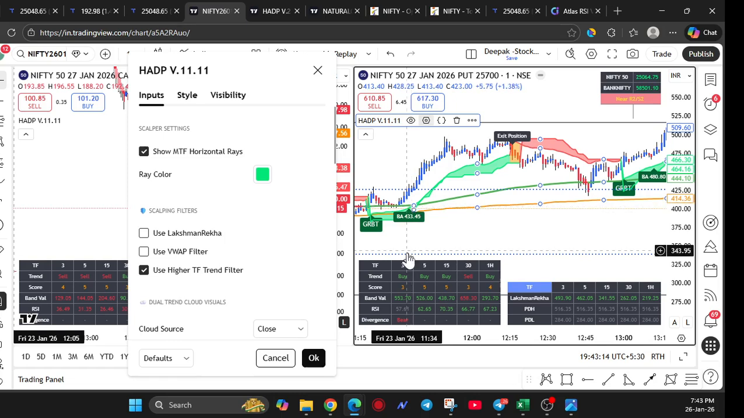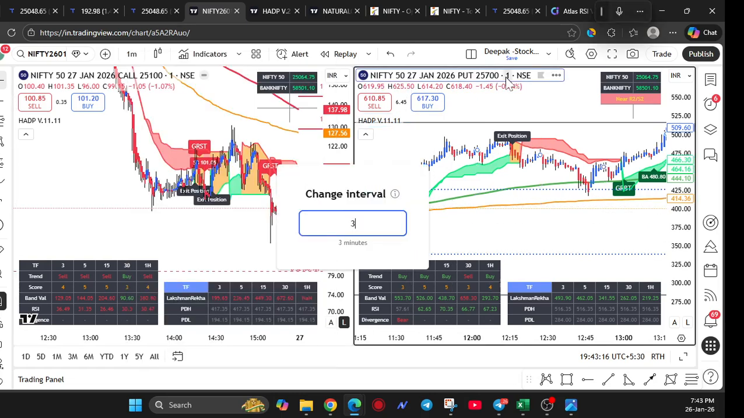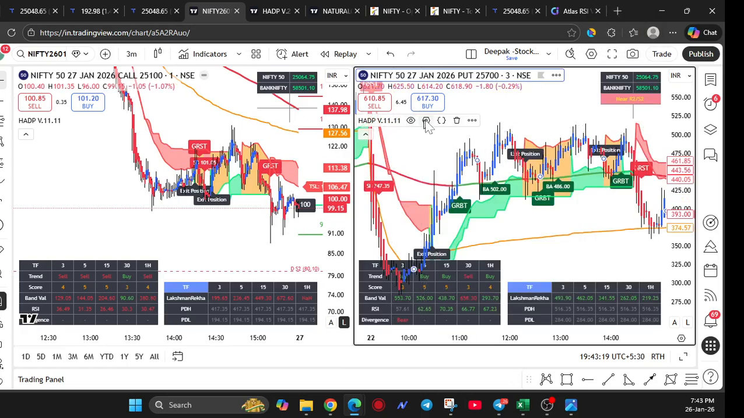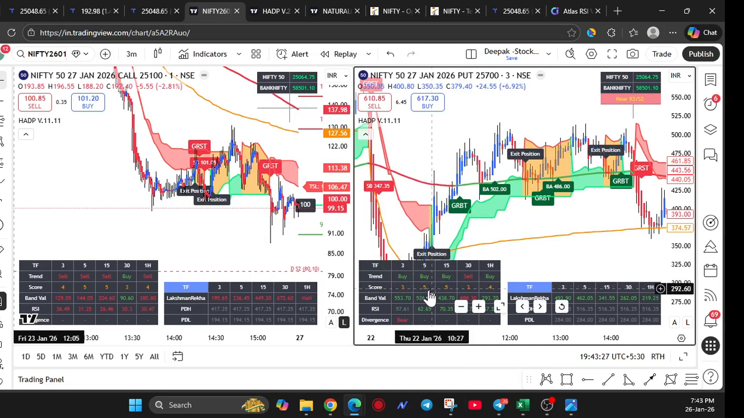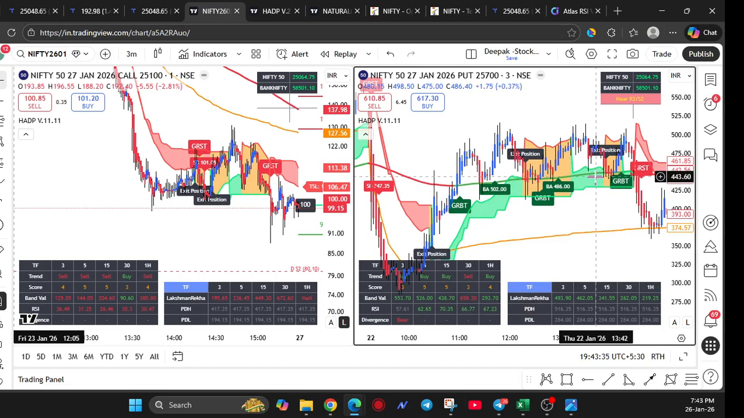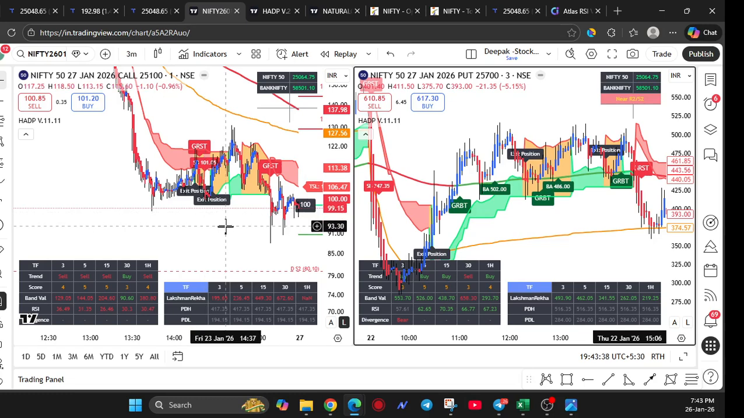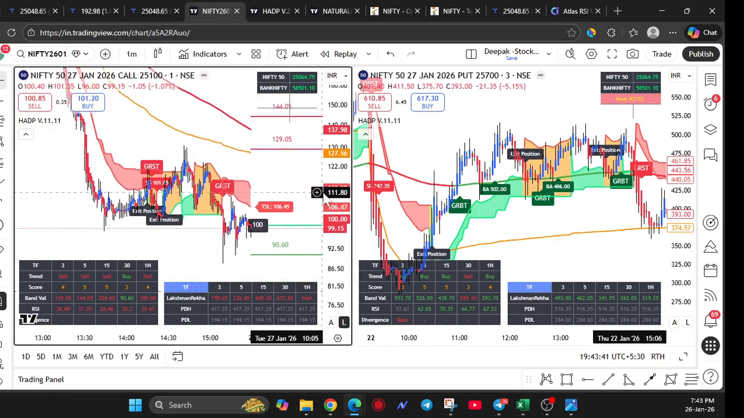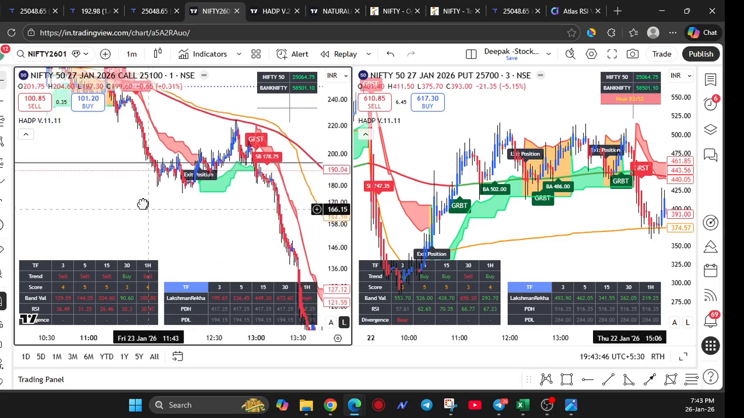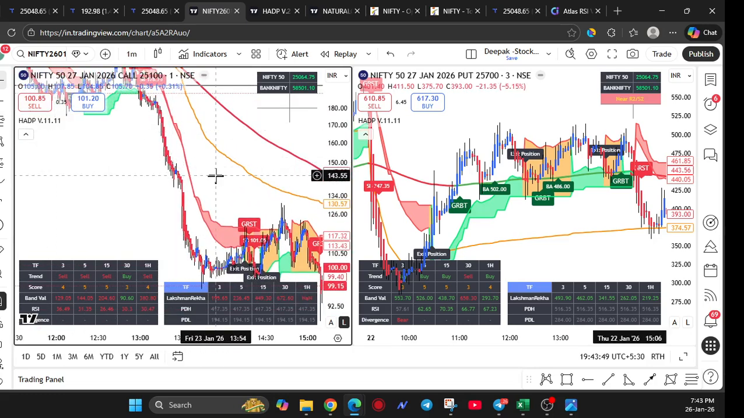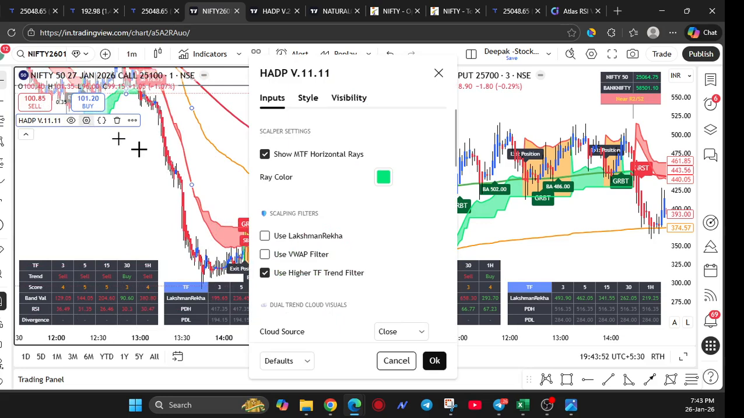Okay. Now if I am using a 3 minutes chart, and if this use higher time frame filter is on, that means that it will use the next one, which is 5 minutes. Only if your 5 minutes is in buy, only then this will give you a buy trigger. Very simple. For example, on the call side, this is 25,100 call. You will not see even one single buy at all. That is because when you have aligned that with your higher time frames, there is no buy.